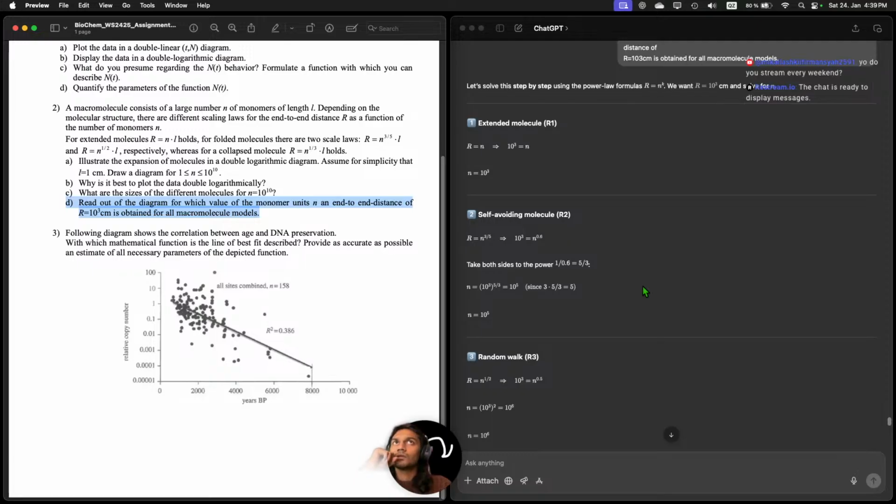Wait. So we need r equals 10 raised to 3. That's the question, right? Read out the diagram for which value of the monomer units n the end-to-end distance of r equals 10 raised to 3 is obtained for all macromolecule models. So we need to get r equals 10 raised to 3, and we need to find how many n's are needed. Let me see if I could solve it. I'm gonna share again.